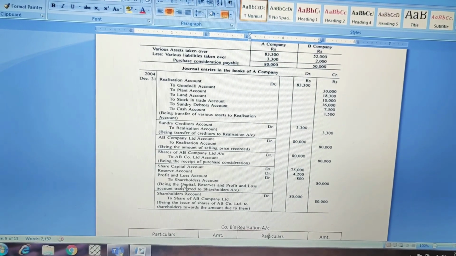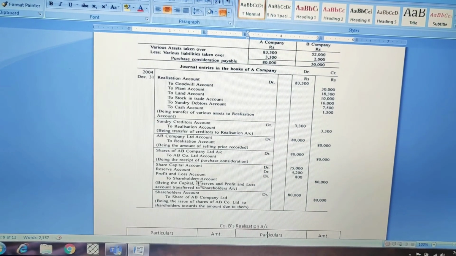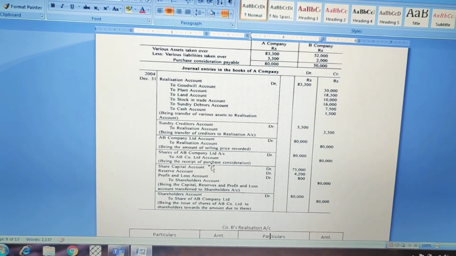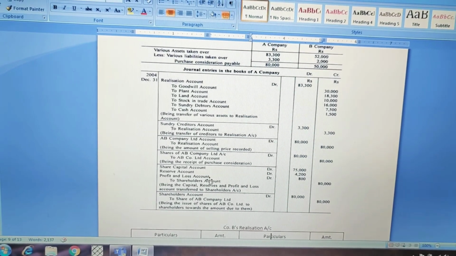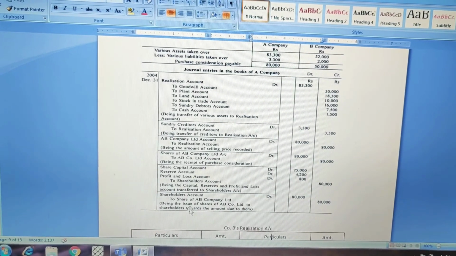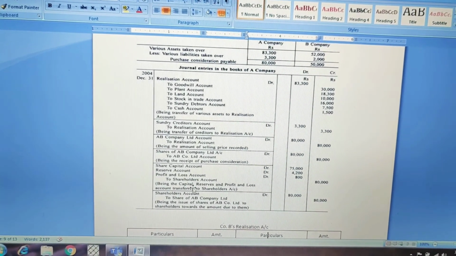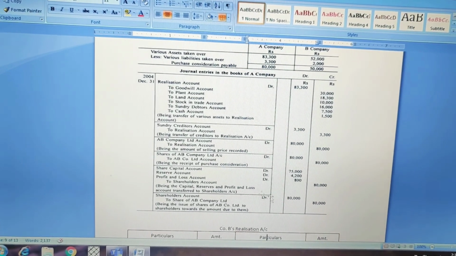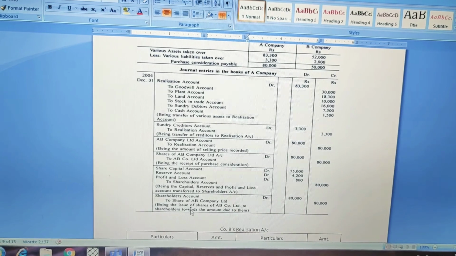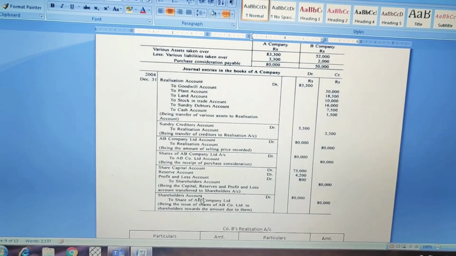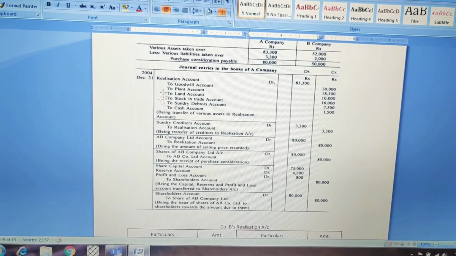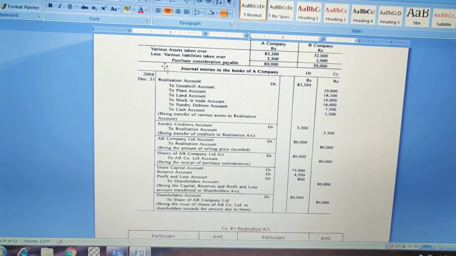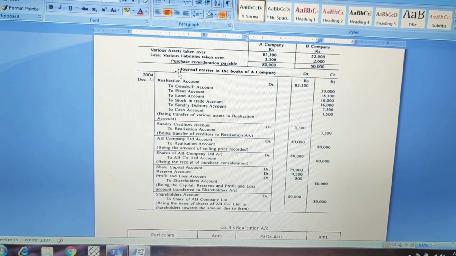So what we are doing, we are crediting the shareholders account with 75,000 worth of share capital, 4,200 worth of reserve account, and 800 worth of profit and loss account. We are crediting the shareholders account with 80,000 rupees, and we are giving 80,000 worth of shares from AB Company Limited to these shareholders. Clear? So like this kind of journal entries you have to pass. Realization account entries, just pass these entries.